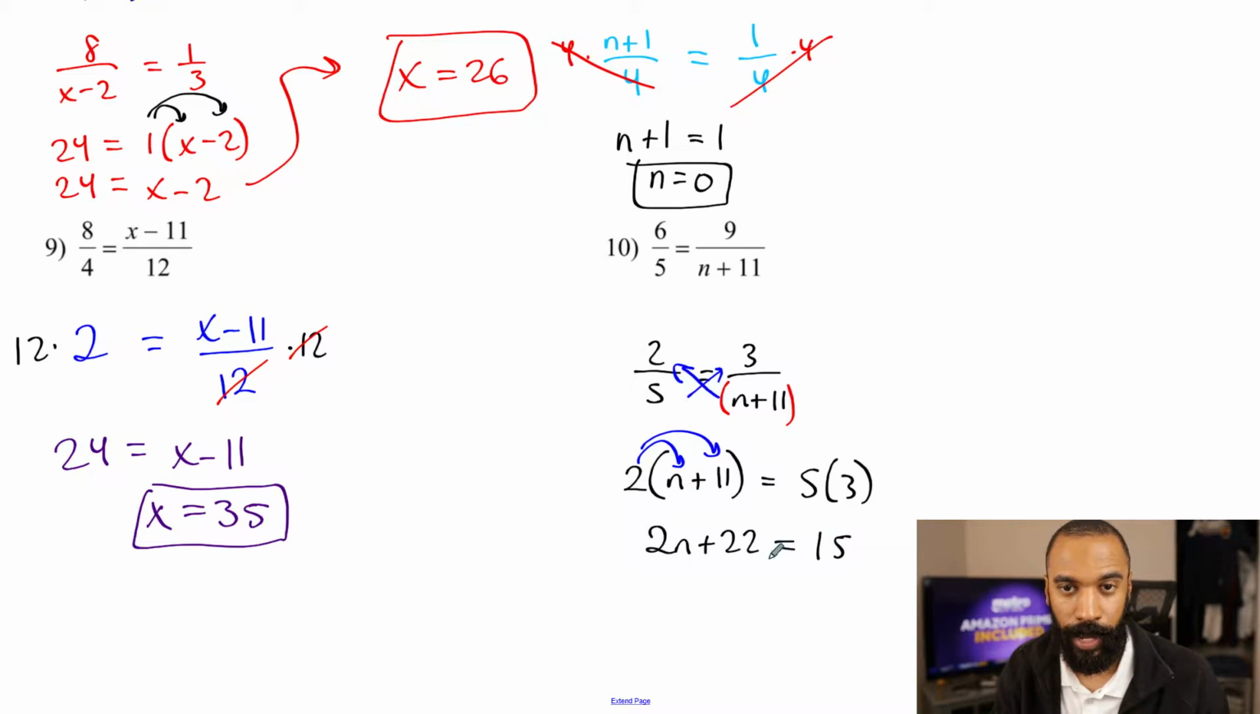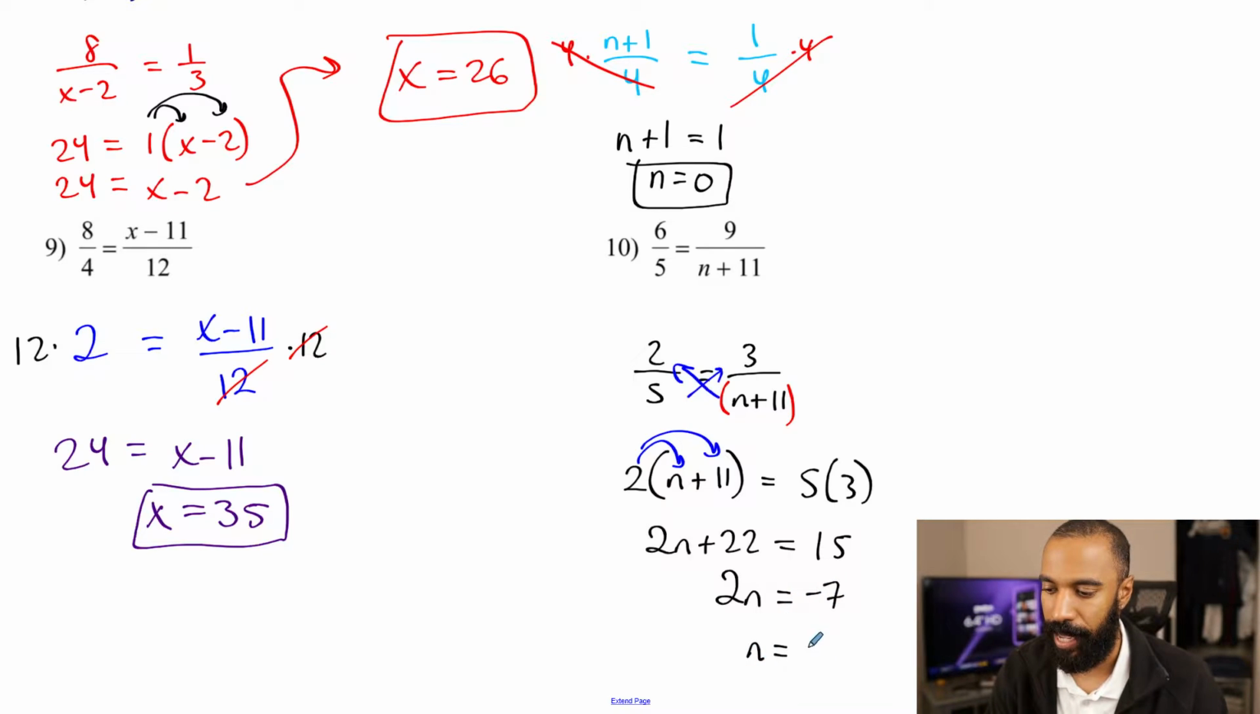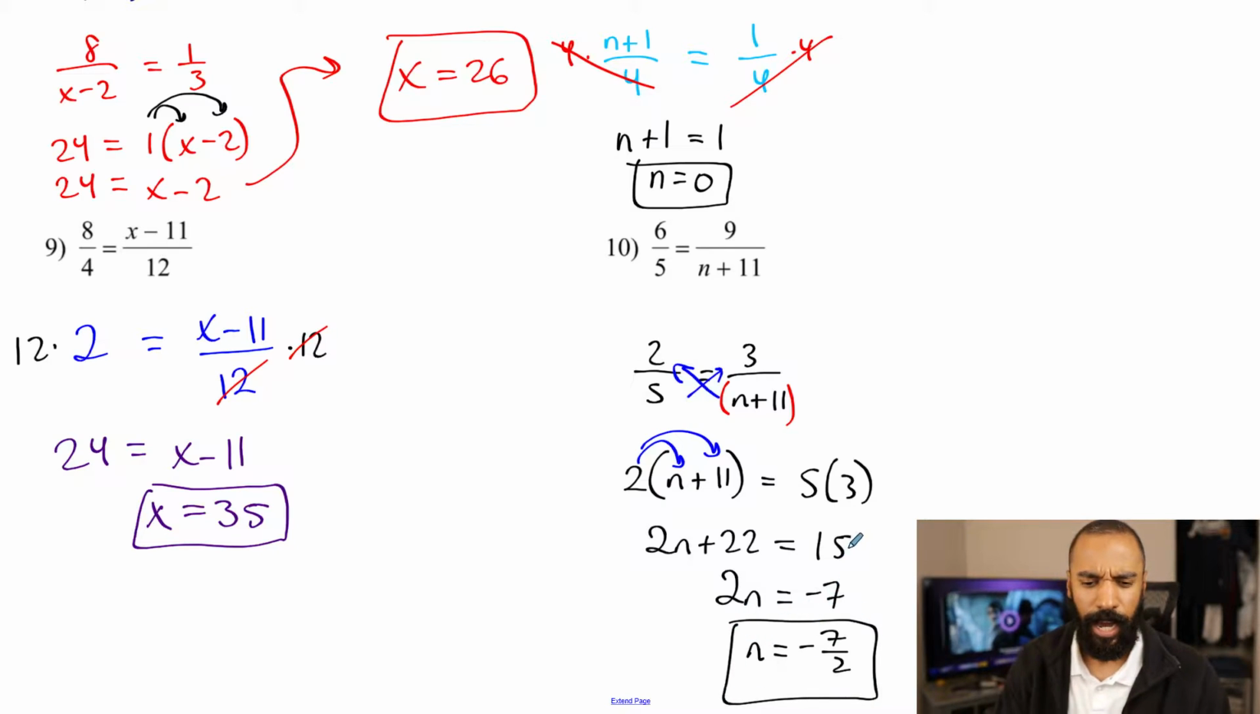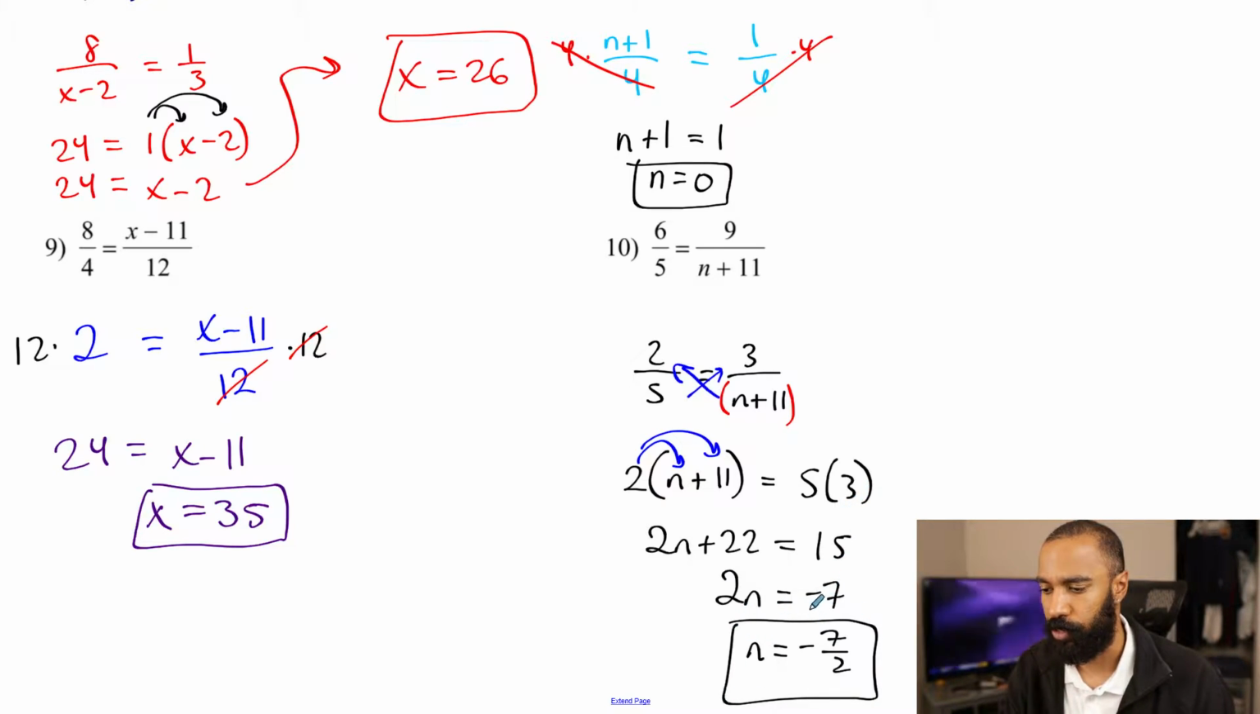Just a couple steps away. Subtract 22 from both sides. I get 2n equals negative 7. Divide by 2, and I get n equals negative 7 halves, or negative 3.5. I'm good with that answer there. That sounds good to me.